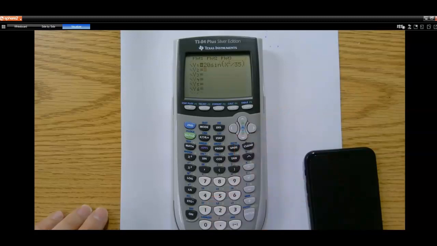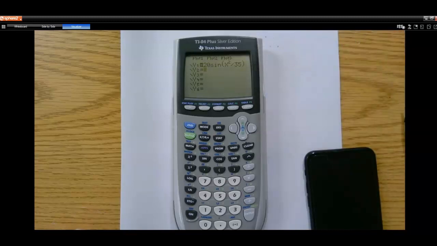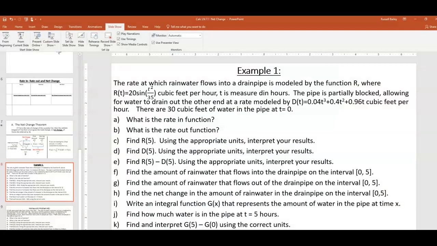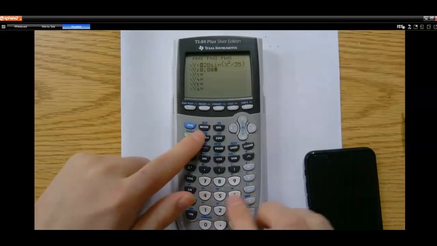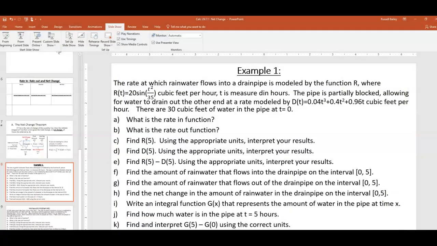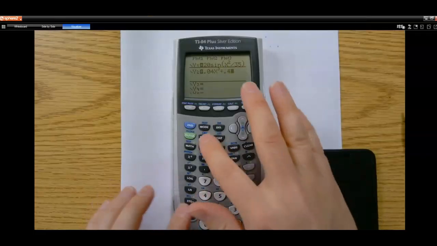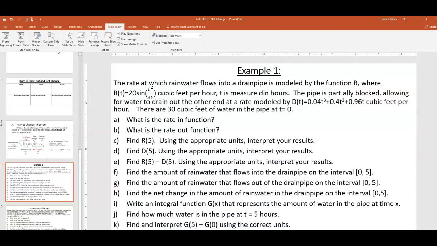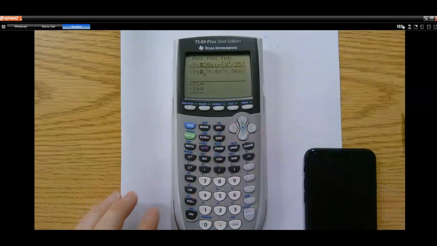And I'm going to also go ahead and put in the other function. Now it's important you remember which one's where. So y1 is my R function, and y2 is going to be my D function. The D function is 0.04 t cubed plus 0.4 t squared plus 0.96 t. Okay? And that's it for now.